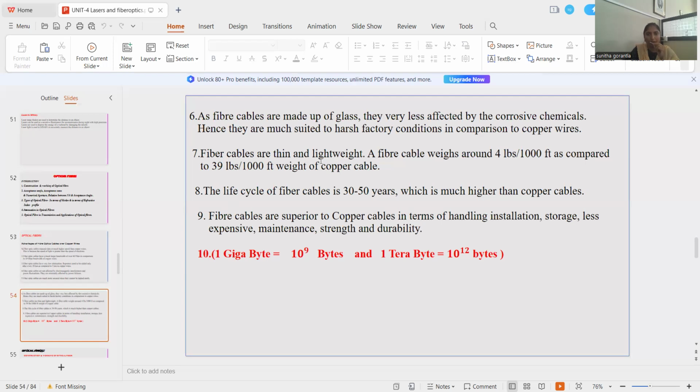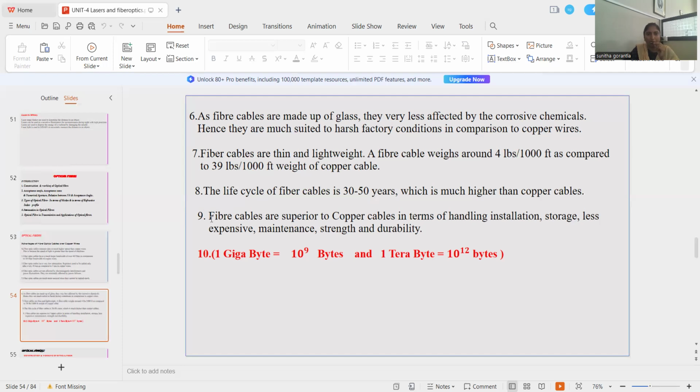Fiber cables are thin and lightweight. It's easy to carry optical fibers because they are very thin and light in weight. The optical fiber cable weighs around 4 lbs per 1000 feet, lbs meaning libra, whereas copper cable weighs 39 lbs per 1000 feet. Next, the life cycle of fiber cable is 30 to 50 years, so the lifespan is more compared to copper wires.